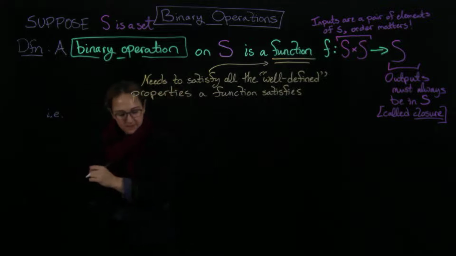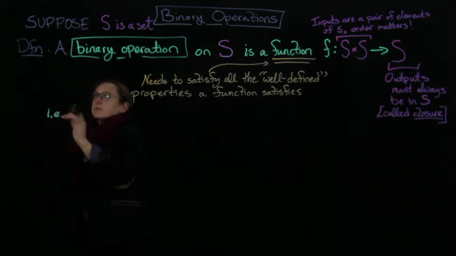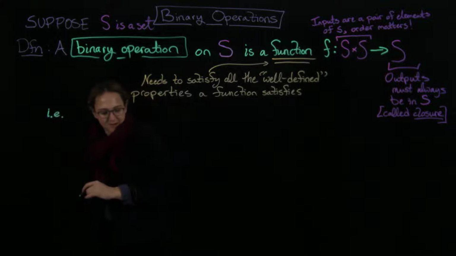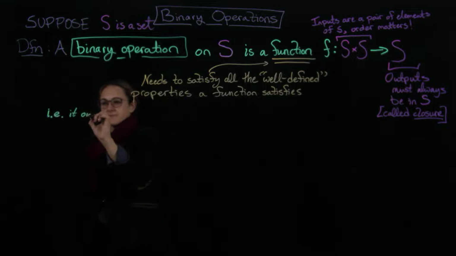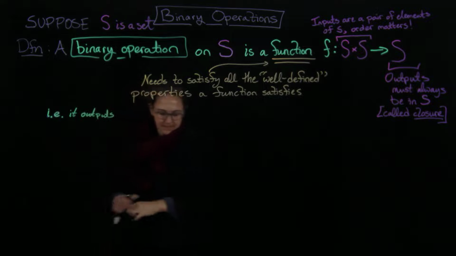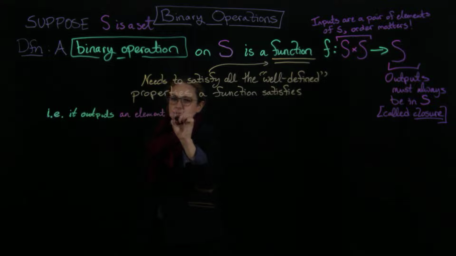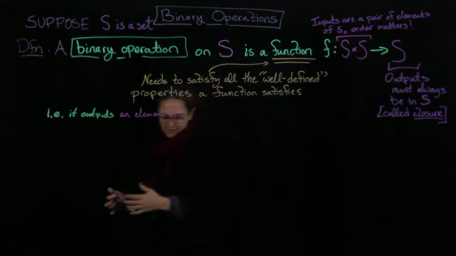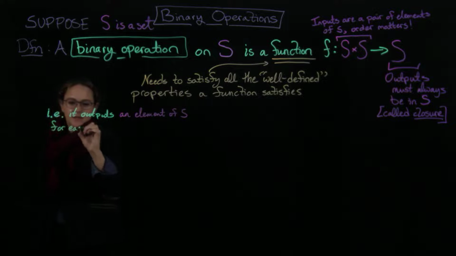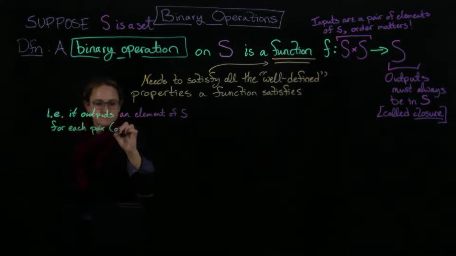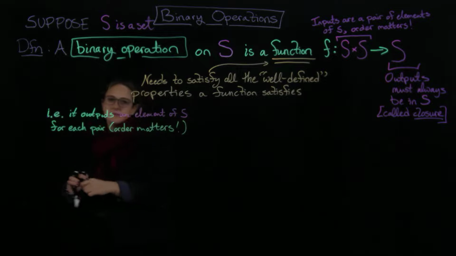So as long as we're talking about a binary operation, it outputs an element of S for each pair, where order matters, of elements of S.